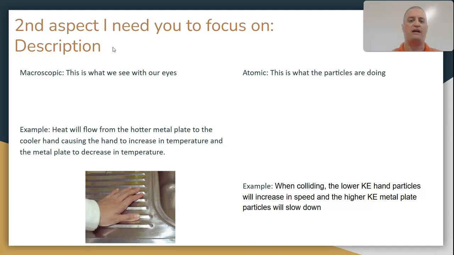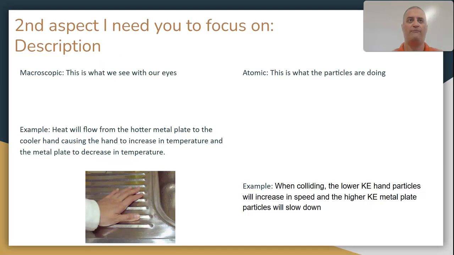So this is what we would see at the macroscopic level. This is what we see with our eyes. So as an example, we have this hot plate and room temperature hand. So the guy's touching it and getting heat to transfer from the plate to his hand. So heat will flow from the hotter metal plate to the cooler hand, causing the hand to increase in temperature and the metal plate to decrease in temperature. Heat always transfers from a higher temperature to a lower temperature. So we want to really describe the idea of what happens to the temperature of both objects, not just one of them.